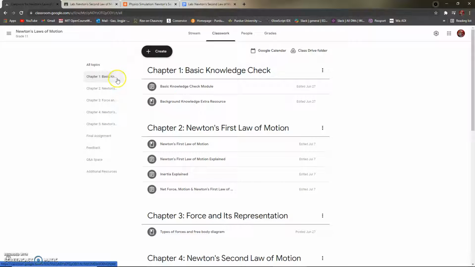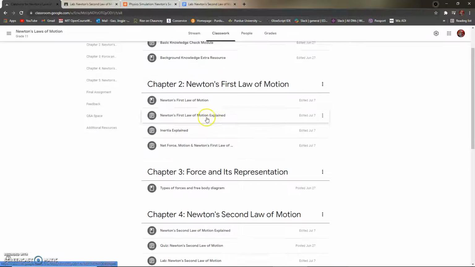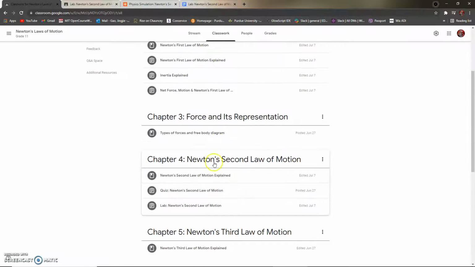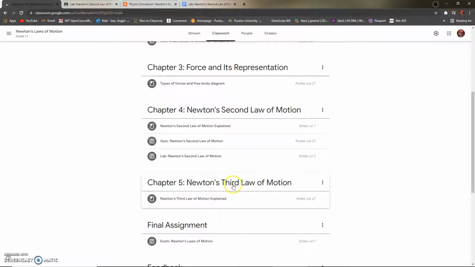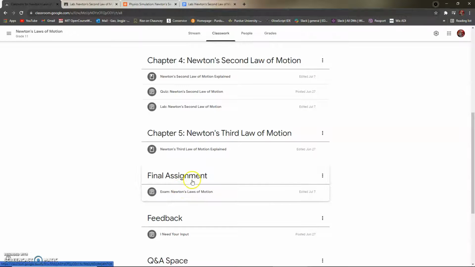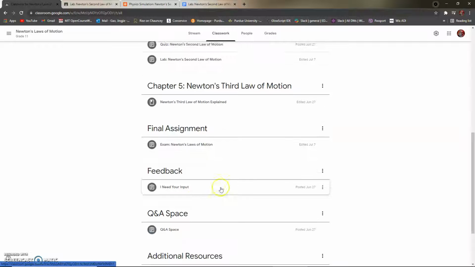The first chapter is basically to check students' necessary knowledge that they need to begin studying this course, and then the next 4 chapters are everything we need to cover in Newton's laws of motion, and then comes a final exam.